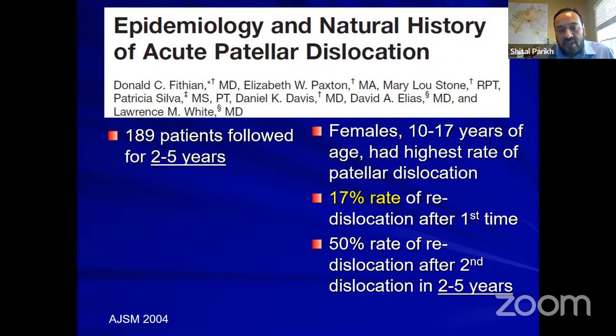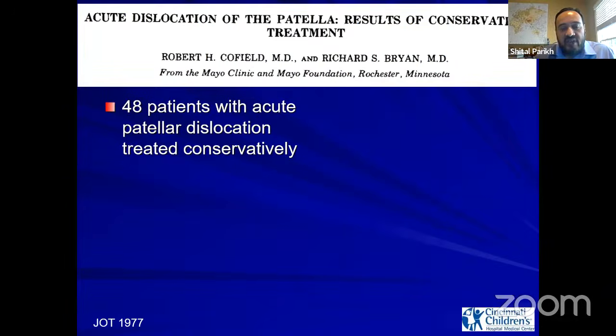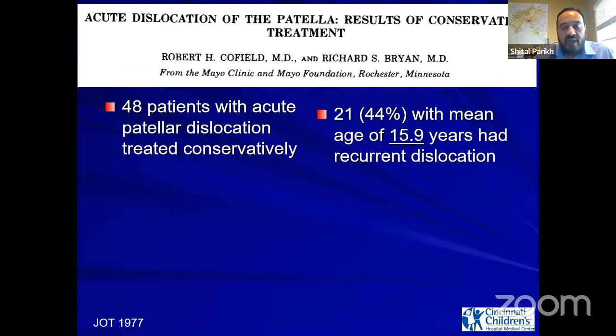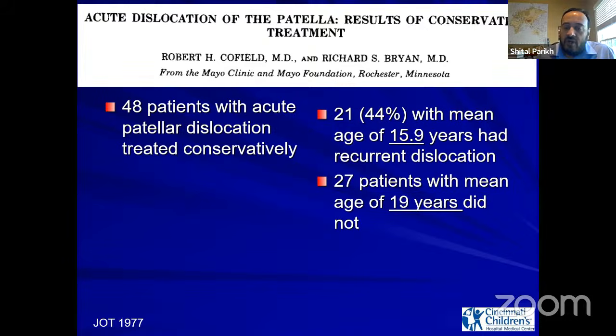Now, this is just one study. Let's look at an older study. This 1977 study had 48 patients with acute patellar dislocation who were treated conservatively. If you divide them by age, then there was a 44% redislocation rate for patients who were less than 16 years of age. But then when you look at a little bit older cohort, not too much older, just 19 years, then none of the patients had a recurrent dislocation. You can see the discrepancy. It's 44% versus 0%. So just a few years can make a big difference.